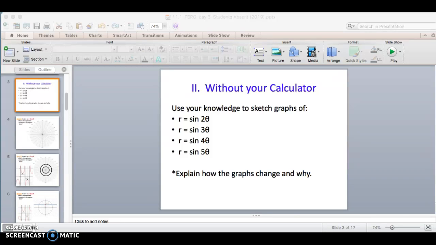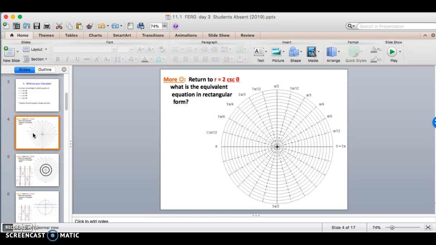So at this time, you've wrapped up sine and cosine, and we can pick up again tomorrow if we need to, if you want some more details. Let's go ahead and move along to the next example I'd like to do with you, which is this one. R equals 2 cosecant theta.